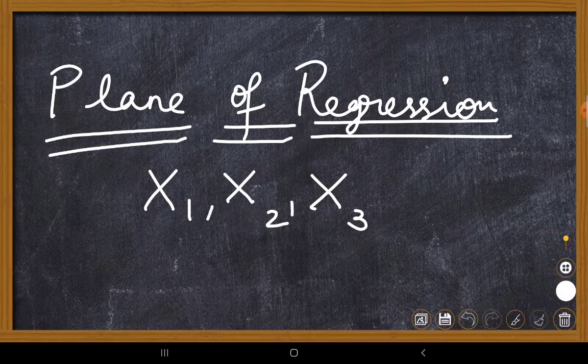First we will see what the equation of the plane of regression looks like for three variables, and after we have learned about these three variables, we can just extend it to the general case of n variables. Okay, so let's get right into it.